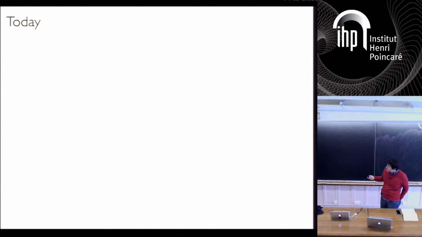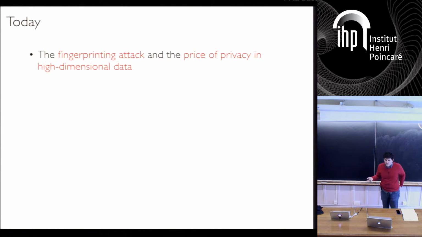Okay, so what I'm going to do today is talk about an attack that I like to call the fingerprinting attack. It goes by many names, but you'll see why. And how it is important for establishing the price of differential privacy in these high-dimensional data sets, so in settings where d, the parameter I defined, is quite large.